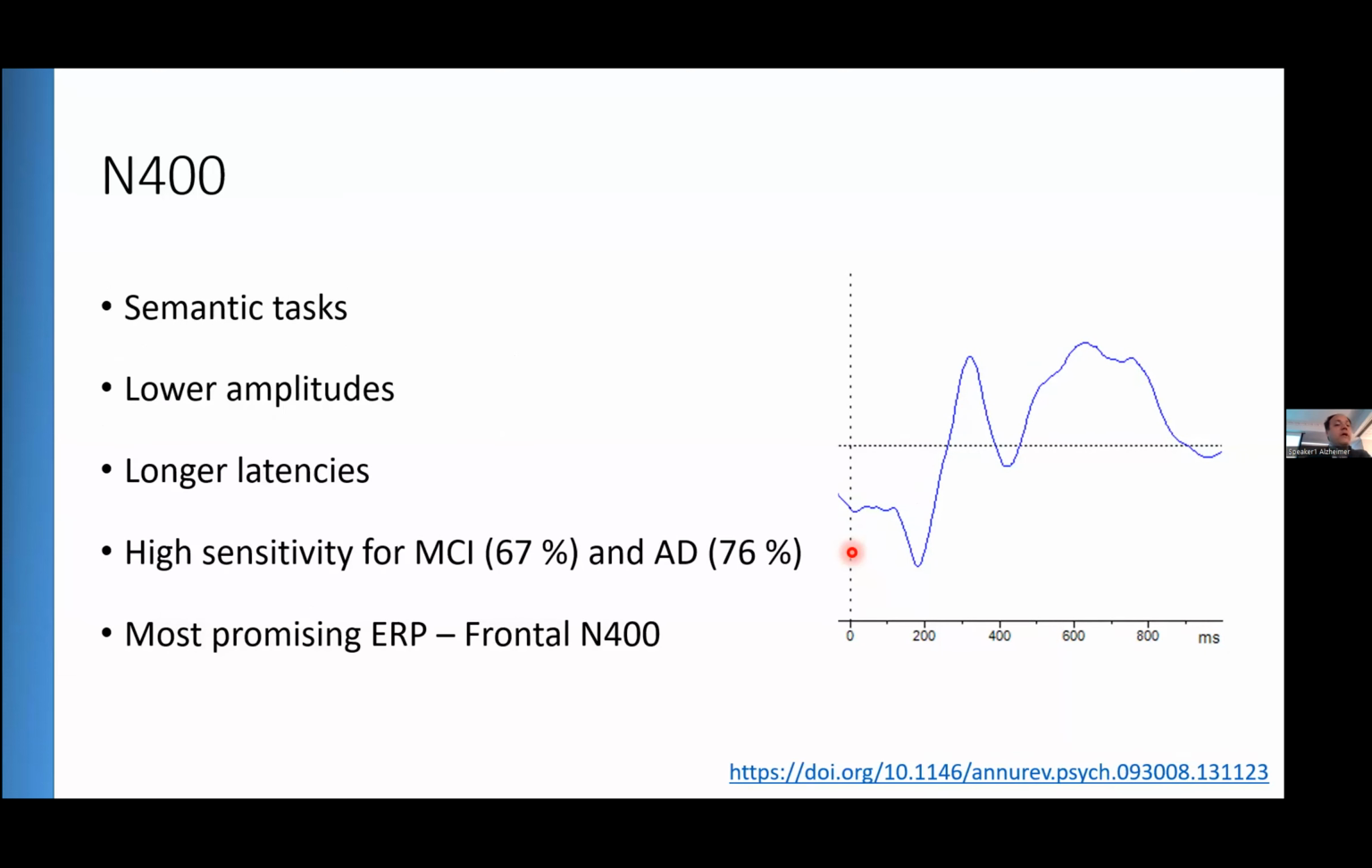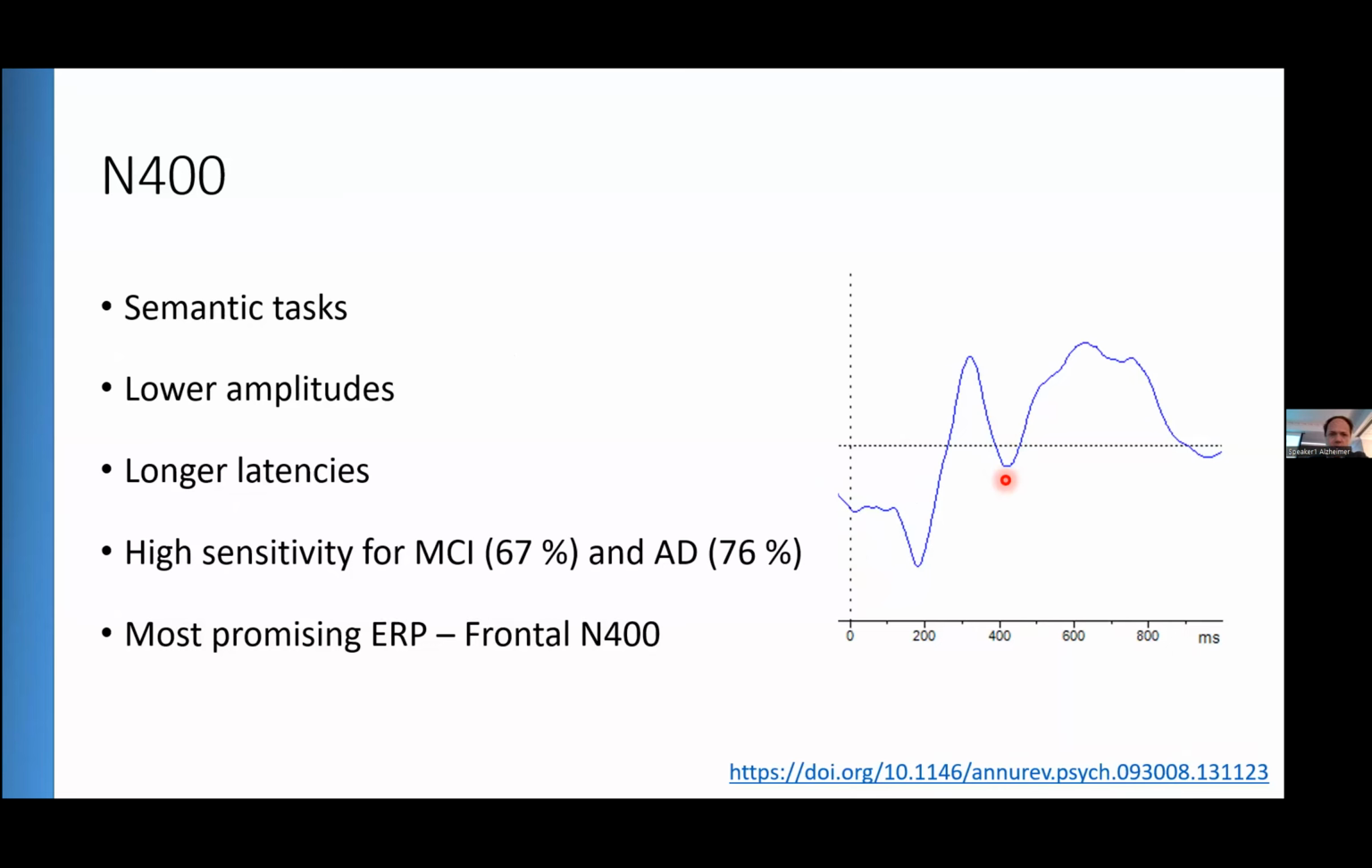On the other hand, for semantic tasks, we have signals which are around 400 milliseconds. And again, there will be lower amplitudes and longer latencies. However, the sensitivity is not very good for patients with mild cognitive impairment. You see there's around 70%. This is not ideal for a test. And also for Alzheimer's disease, we can say, okay, 76% is okay. But still the biomarkers which we have are more than 80%.